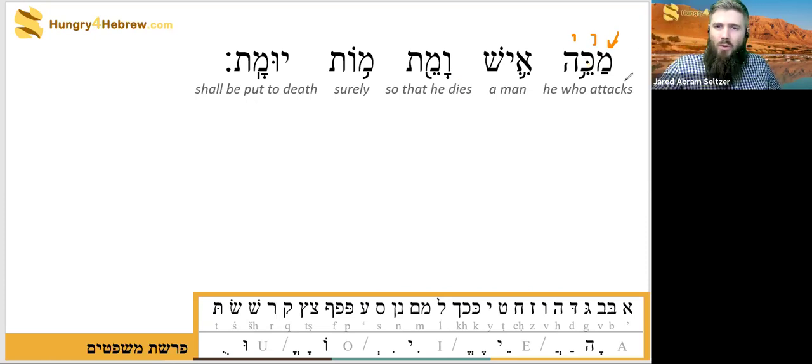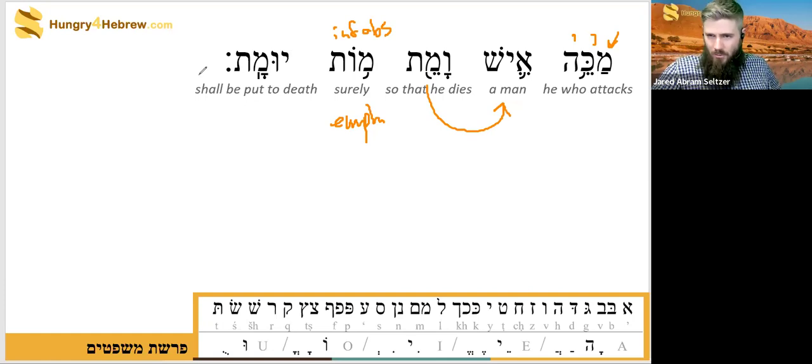So the one who strikes, or the one who is striking, ish, a man, vamet, and he dies, that is, the man that he struck dies, mot yumat. Here's our infinitive absolute, used to emphasize. Dying, he shall be caused to die.